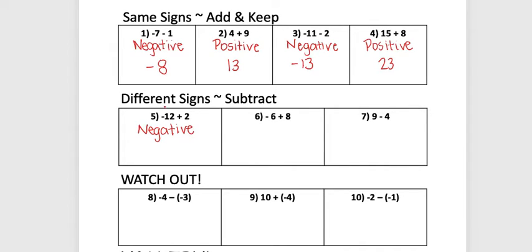And here we say different signs we're going to subtract. So 12 minus 2 is 10, and we take the sign of the greater number, which is 12, so -10, just like we said right there.